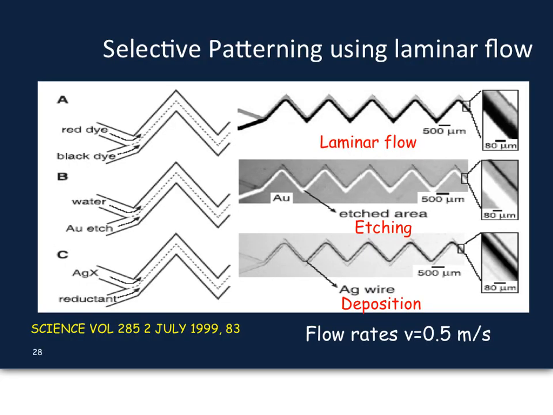So here's another innovation come up with by the Whitesides group at Harvard. What they showed is that by exploiting the properties of laminar flow in microfluidic channels, they can actually do what's called selective patterning. So they can put two different dyes through a channel, for example, and get them to flow side by side.